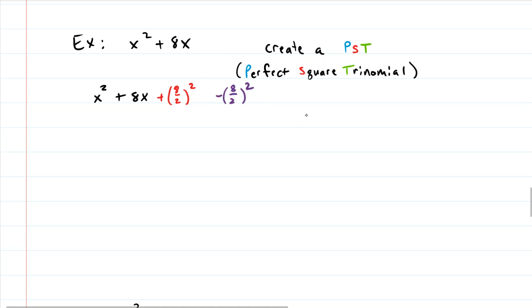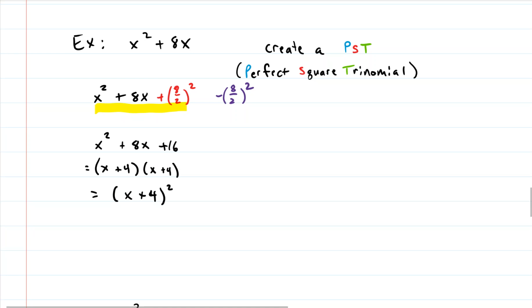So now actually what we've done is this first part here, I just highlighted in yellow, that can now be factored. Let's do a little bit of cleaning up and you'll see what I mean. 8 divided by 2 is 4. 4 squared is 16. When we factor this, we can factor this into x plus 4 times x plus 4. And that is the same thing as x plus 4 squared.